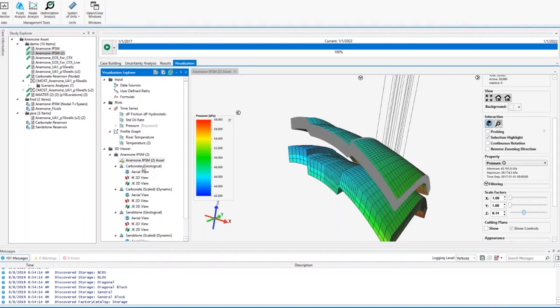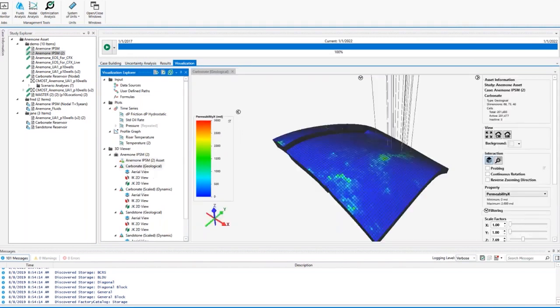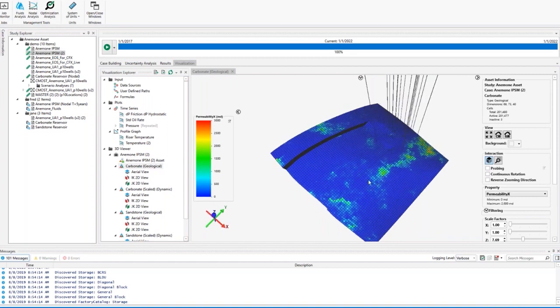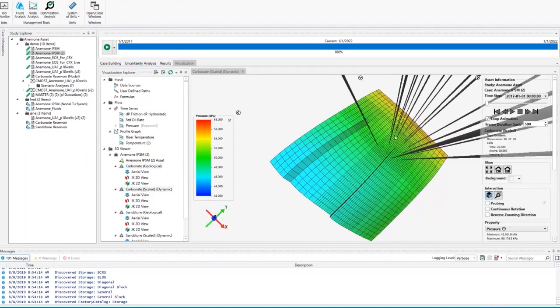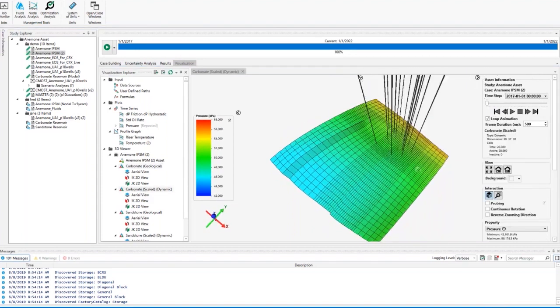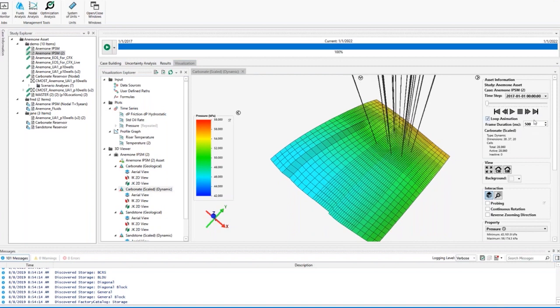So let's look at the geological model of carbonate, and you can see that it's low permeability system, and you can see the refinements on the grid here, and dynamic model, which is after upscaling. You can see that it's been upscaled in the areas away from the wells. And you can see that the pressure drop is quite significant around the wells of carbonate, so that's why we are doing a gas reinjection scheme.